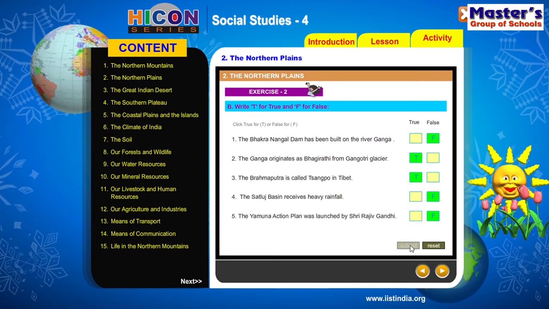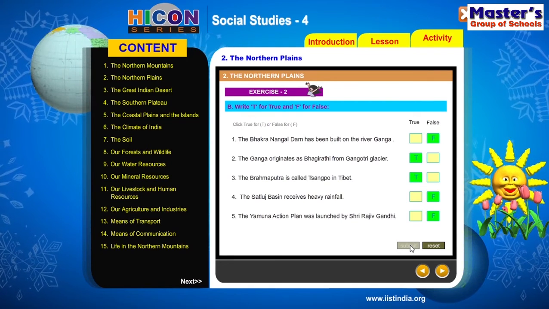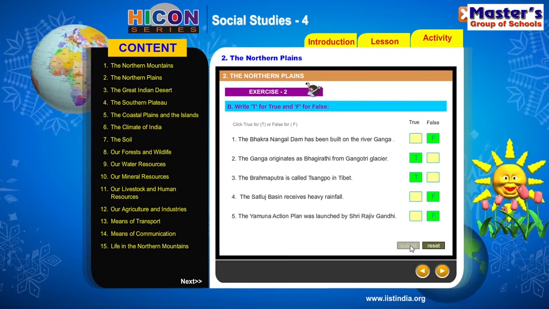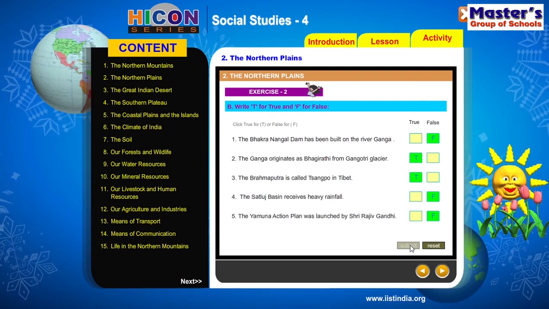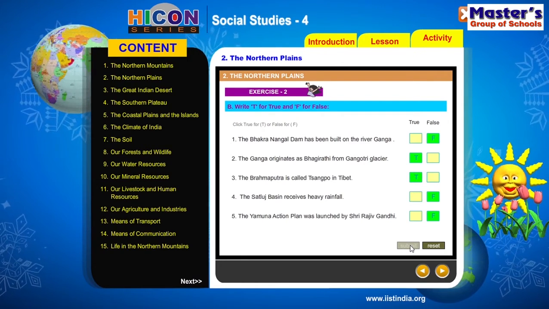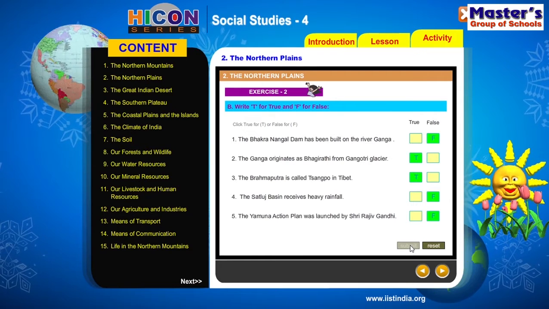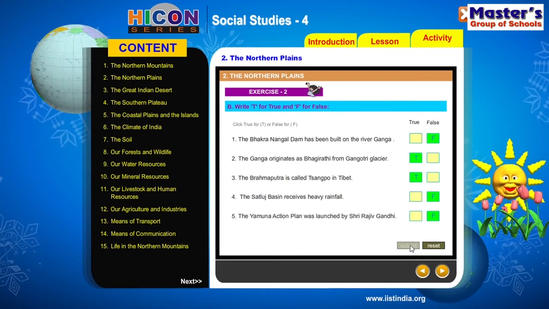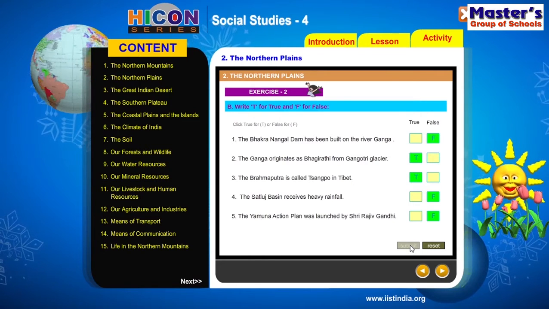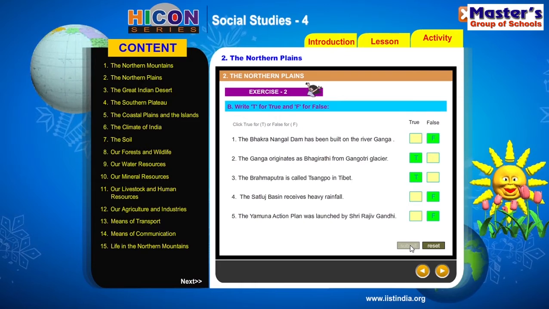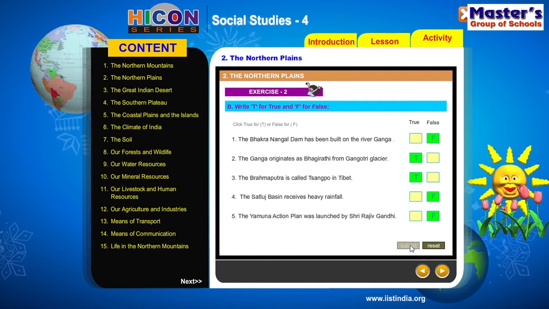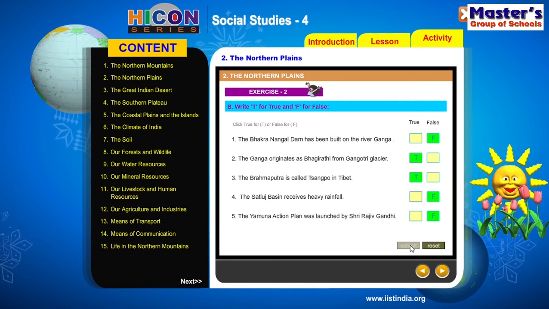So we will read the sentences once again. The Bhakra Nangal Dam has been built on the river Ganga is a false statement, a wrong statement, because Bhakra Nangal Dam has been built on the river Satluj. The Ganga originates as a Bhagirathi from a Gangotri glacier is a true statement. The Brahmaputra is called Zangpo in Tibet is again true. The Satluj basin receives heavy rainfall is a false statement, because Satluj basin receives very less rainfall, and Brahmaputra basin receives very high rainfall, isn't it?